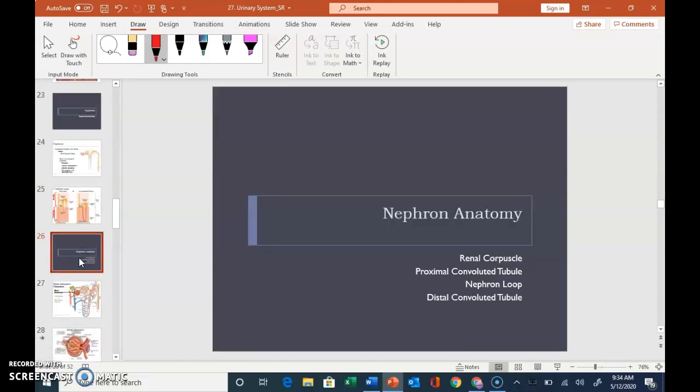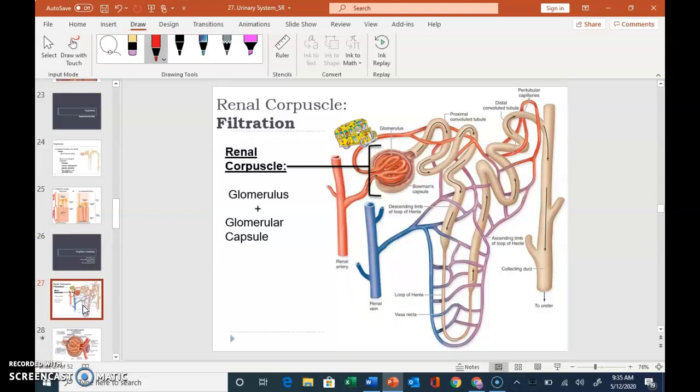Okay, looking into the anatomy of the nephron. The nephron is made up of the renal corpuscle, proximal convoluted tubule, nephron loop, and distal convoluted tubule. So let's take a look here. All right. So here, what do we see? Let's go over this diagram.